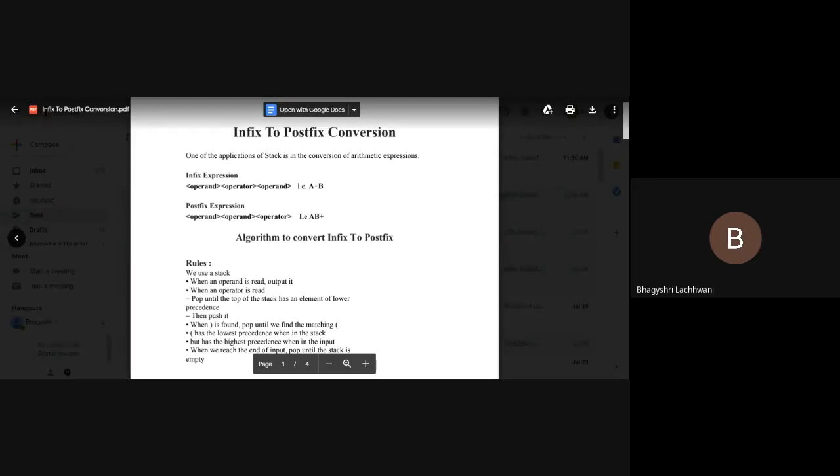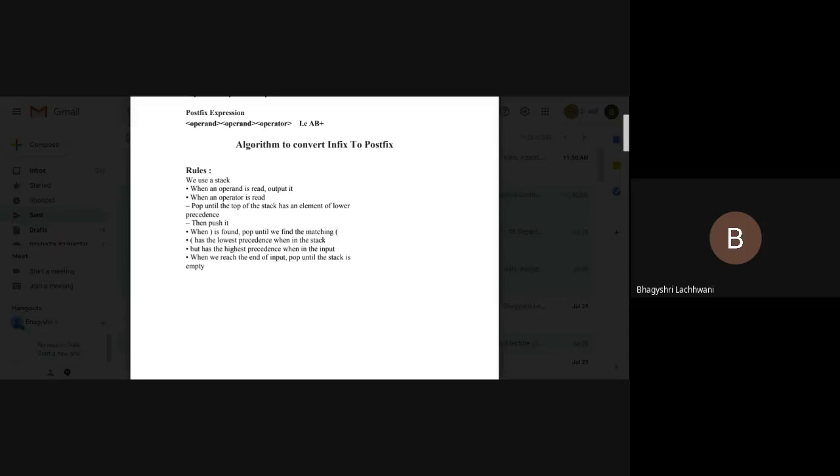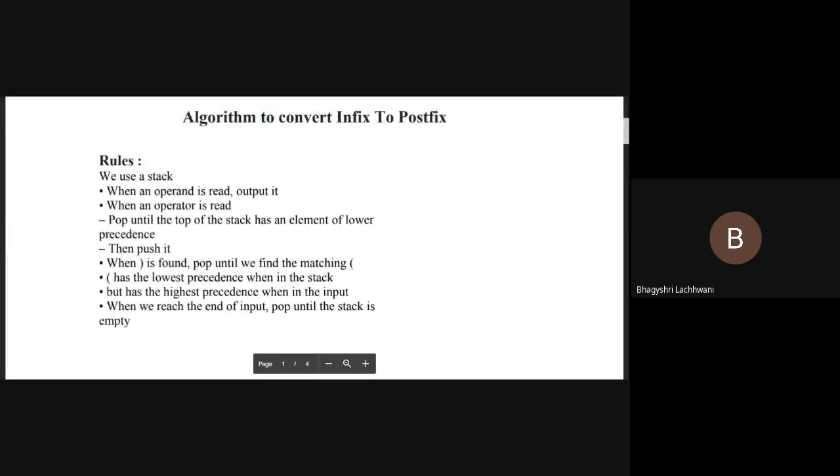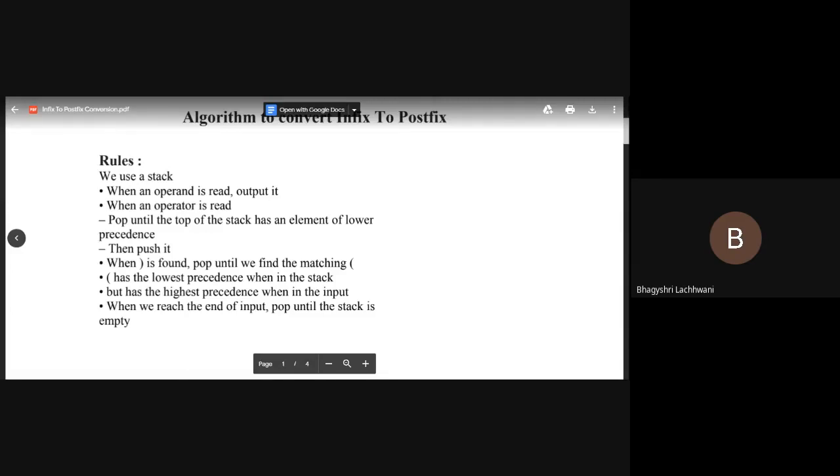Now, what are the rules when we are converting from infix to postfix expression? Basically, these are the rules that you have to keep in mind. After that, we will do the algorithm as well. Here we are using a stack. First, we will use a stack. Whenever an operand is coming, operand means A, B, C, D, or if your expression is numerical, then 1, 2, 3, 4, this will be considered an operand. So whenever any operand is coming, just output it.